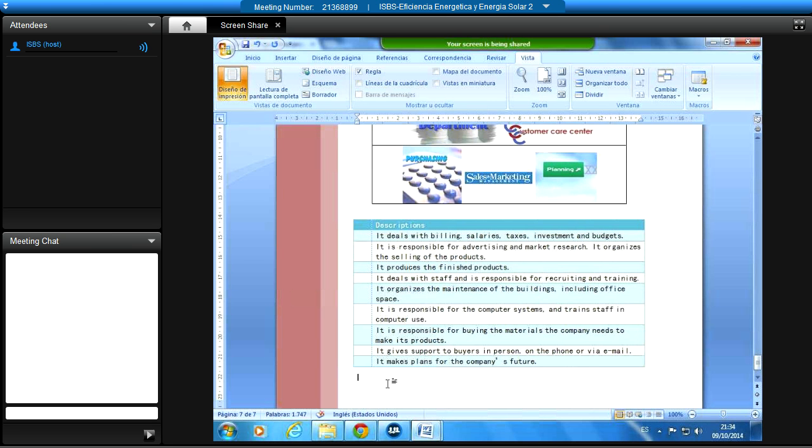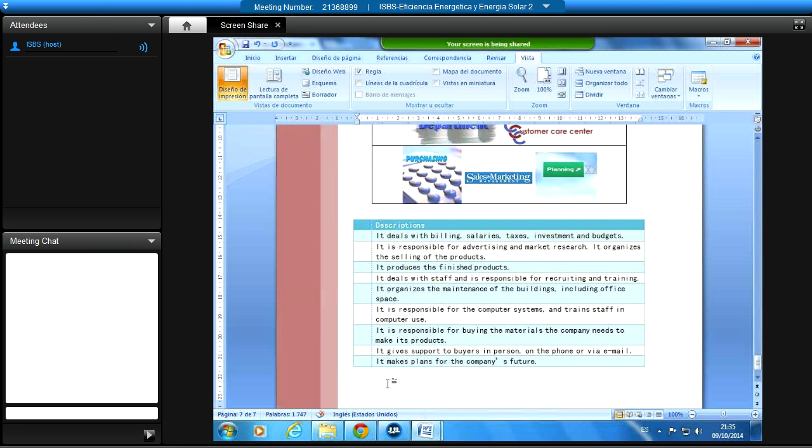Okay, Maui. It is responsible for the computer systems, and trains staff in the computer use. Information technology. Good. IT, if you want to shorten it.